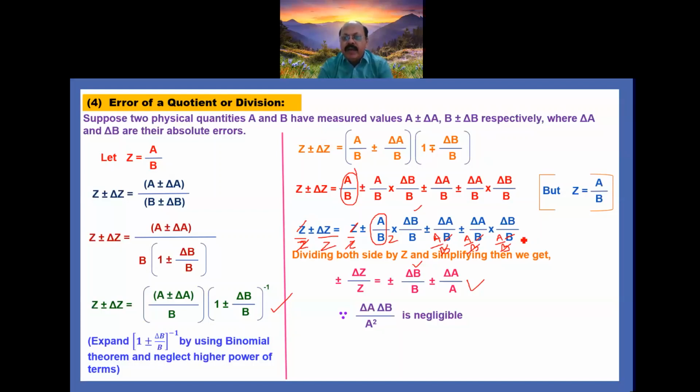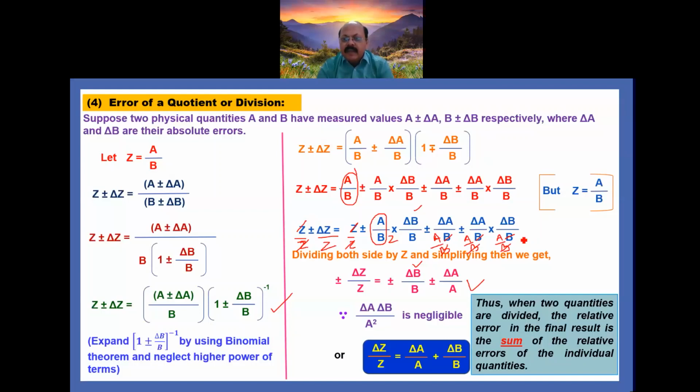Again 4 possible values you are getting, and the maximum possible random error is delta z upon z equals delta a upon a plus delta b upon b. So in both the cases, in error of product and error of division, what you are finally getting is that the relative error in the final result is the sum of the random errors of the individual quantities. So this is about error of a quotient or division.